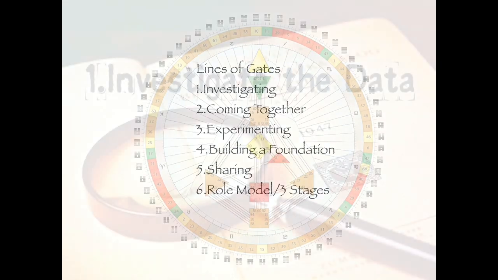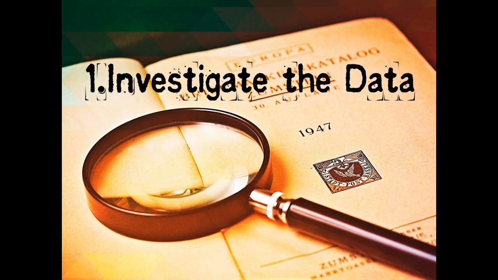So the first line, as it is in a profile, is all about investigating the data. So if we have a gate that's in the first line, this gate is about a new energy. So you're learning about this gate, you're investigating the energy of this gate. It's the first part of a journey to the sixth line. So it is about data collection, it is about finding out what this whole gate is about, and that kind of thing.